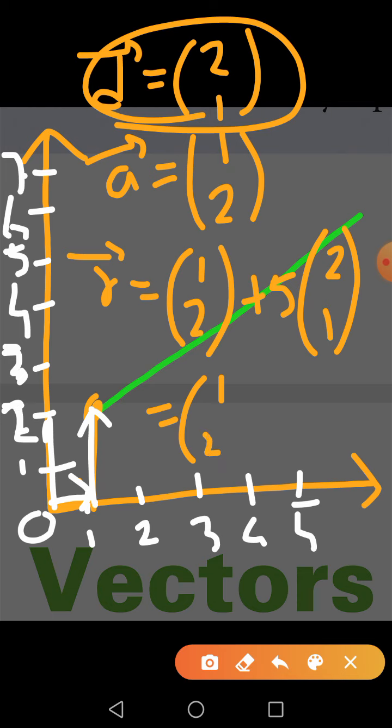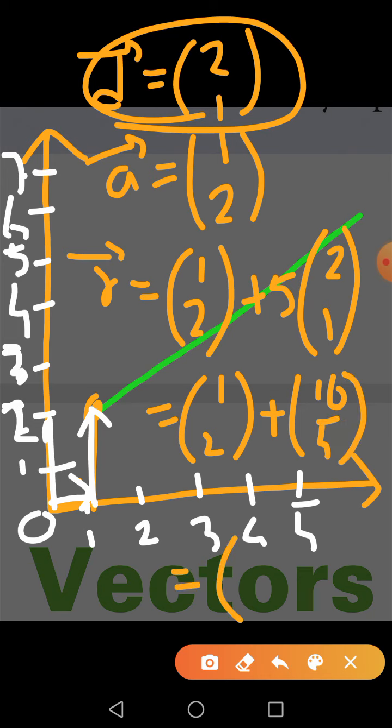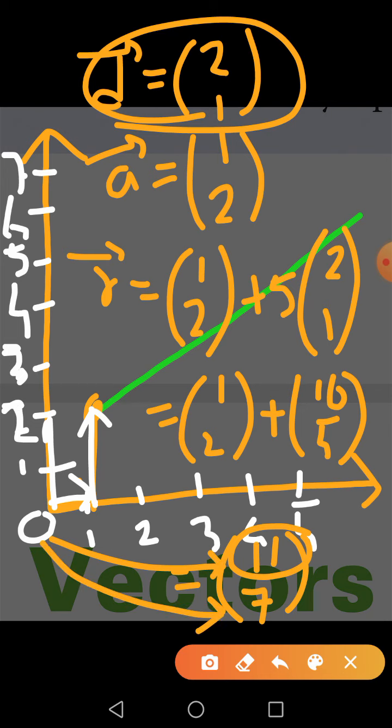So it would be 1, 2 plus 5 2s are 10 and 5 1s are 5. Now let's add them together. We get 10 plus 1 equals 11, and 5 plus 2 equals 7. So the coordinate point we are looking for is situated 11 units from O in the x axis and 7 units from O in the y axis. That means the coordinate point is 11, 7. So this is what refers to the vector equation of a line.